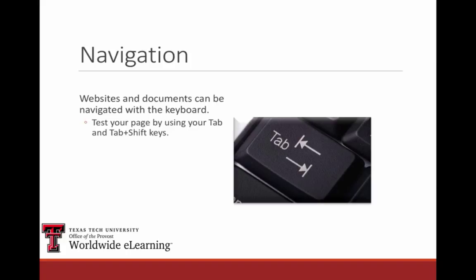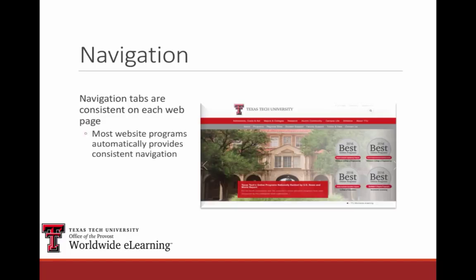If you're using Blackboard or creating styles in Word and page layouts in PowerPoint, you probably will not have to worry about this. An easy way to check websites and documents for navigation is to use the tab and arrow keys to tab through your document. Another important part of navigation is to ensure the tabs are consistent from page to page. Again, Blackboard provides this for you.